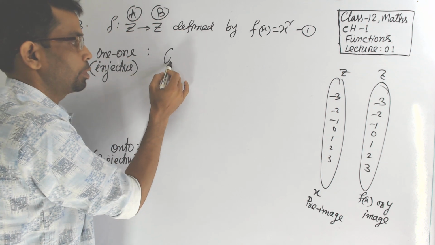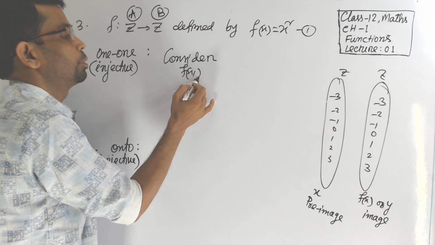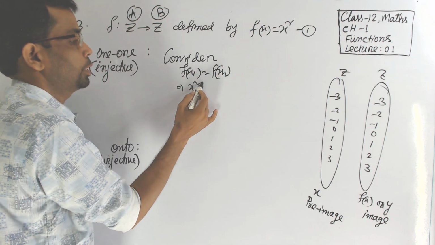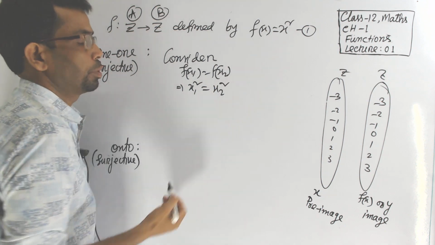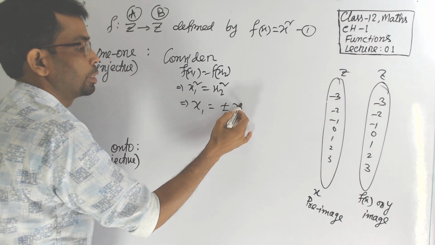The one-one theoretical process is to consider f(x1) = f(x2). Now f(x1) from here will be x1 squared, and f(x2) is x2 squared, so x1 squared = x2 squared, and whenever we remove the square there will be plus or minus.